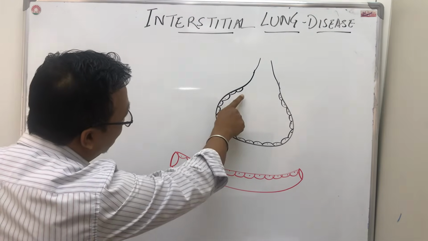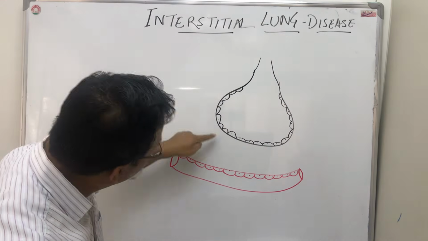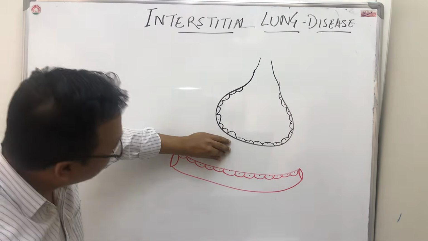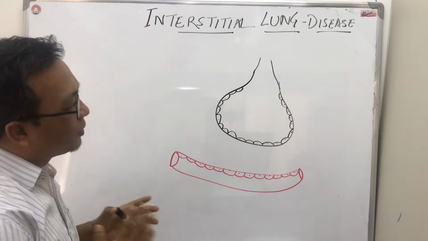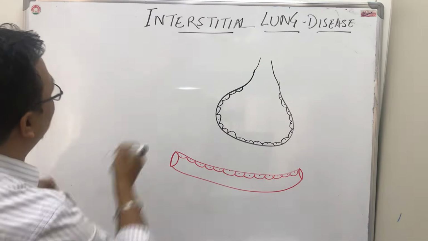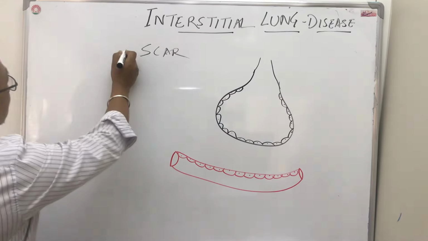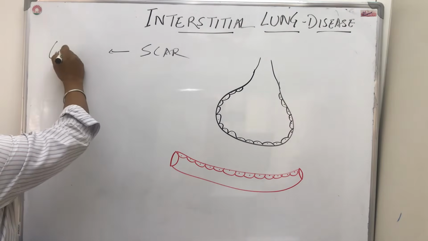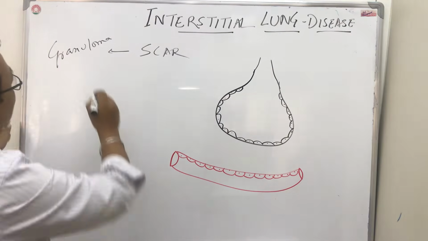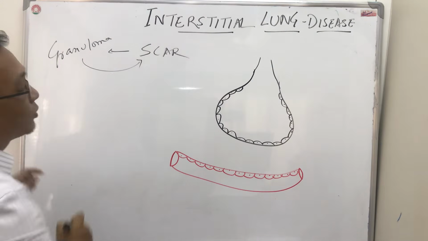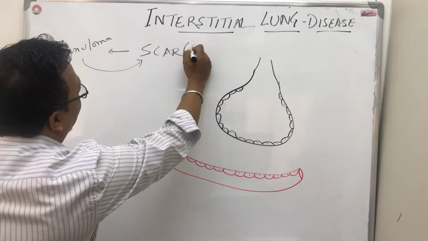Number one, the alveolar epithelium is involved. The alveolar basement membrane is involved. This space is involved, plus the capillary endothelium is involved. What happens in interstitial lung disease is that there is formation of a scar, or there will be formation of a granuloma. You need to know that there can be granuloma, there can be scar, and this granuloma can also progress to scarring of the tissues. This scarring that is produced here, we call it fibrosis.